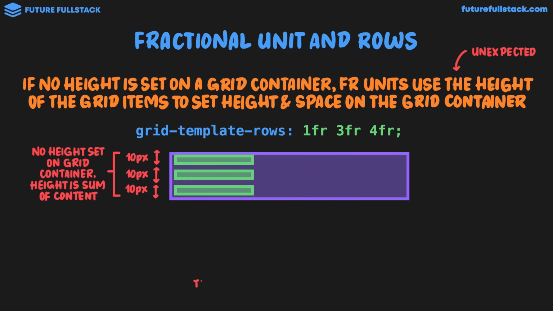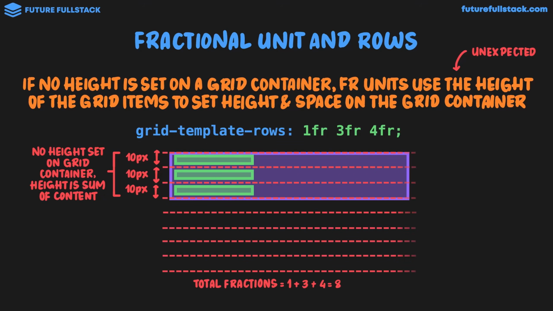We'd calculate the total fractions, which would be 1 plus 3 plus 4, which equals 8. And what this now does is define 8 fractional units like this. We're no longer dividing the grid container in 8, but we're basing the fractional units on the height of the grid items. So we could then calculate what the new total height of our grid container will look like, which equals 10 pixels times 1 fractional unit, plus 10 pixels times 3 fractional units, plus 10 pixels times 4 fractional units, which equals 80 pixels.